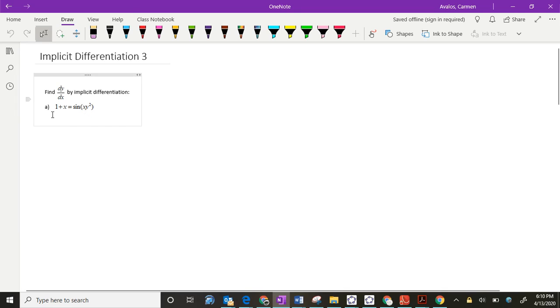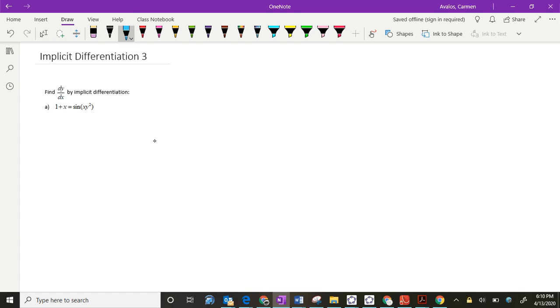So here's this first problem. You have 1 plus x on one side, and then you have the sine, which is the trig function, and then you have an x and a y squared being multiplied. So it's going to take a little bit of time to do this, and it's going to use quite a few of the rules that we already should know.